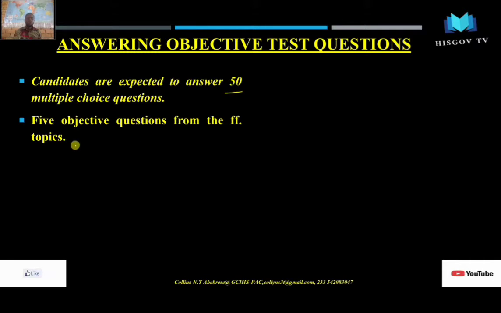Now, 5 objective questions from the following topics. Bear in mind, if you don't know, WAEC has 10 permanent topics that they set objective questions on every year. So I'm going to show you the 10 permanent topics. The first one is historiography and historical studies. This topic begins from what is history, your first lesson in history.